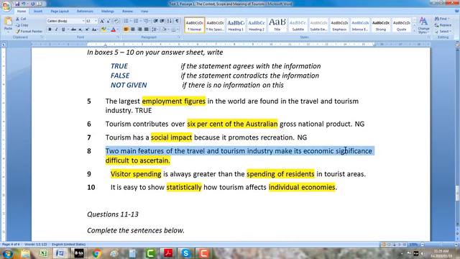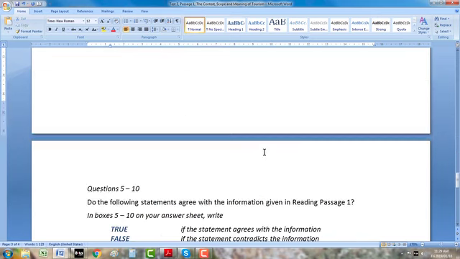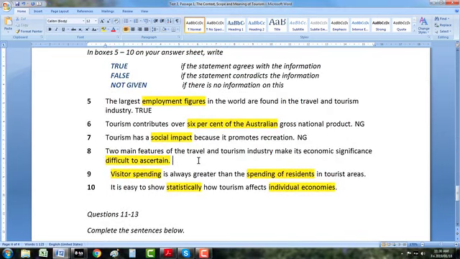Two main features make its economic significance difficult to ascertain. These are strange, true, false, not given. Anyway, two main features and difficult. Is it difficult or is it easy? I remember we had the two difficulties, the diversity and fragmentation, and those are the two main features which make the economic impact difficult to ascertain. Difficult to ascertain means difficult to see or difficult to measure. So that one is true.